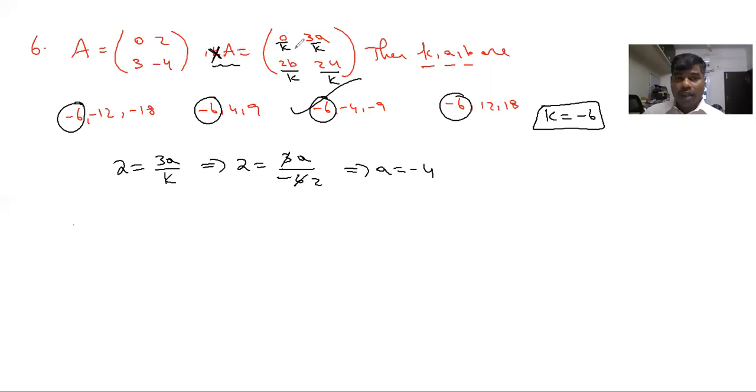So here, A directly 0 by k, 3a by k, 2b by k, and 24 by k. So equate these two and you get this. Directly you get a equal to minus 4, and there is only one option with a equal to minus 4, and we are done.